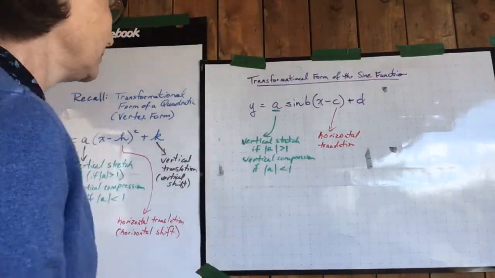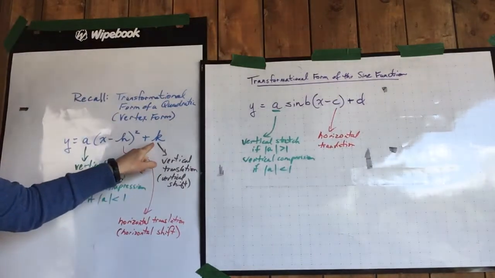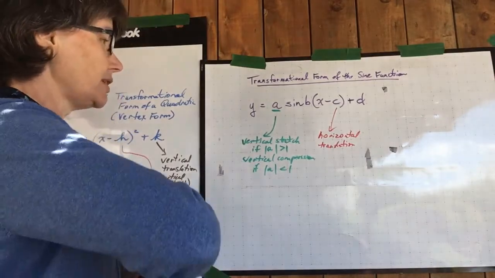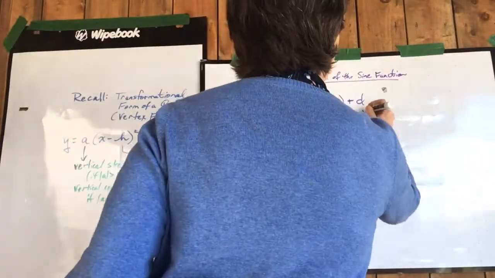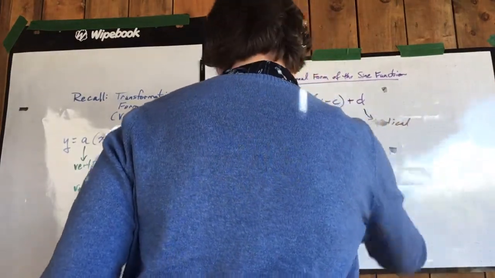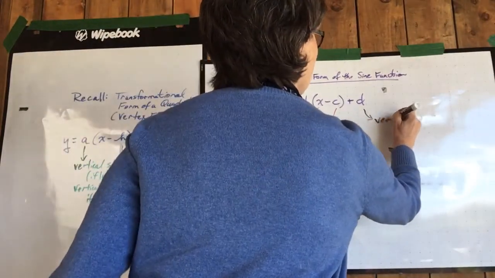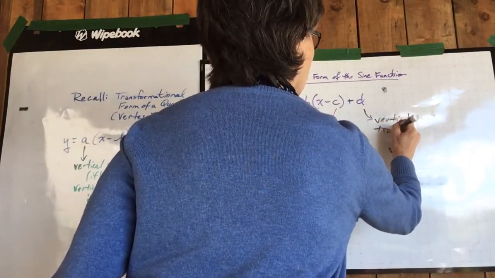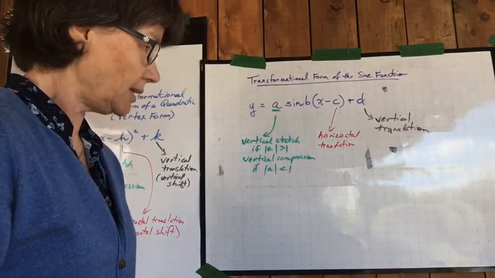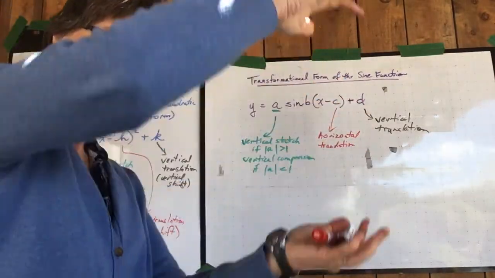And d is plus d out here by itself after the bracket. Back here also, plus k out there by itself after the bracket was the vertical shift, vertical translation. d is the same thing over here. So that's the vertical translation or vertical shift, and that'll be d units up or down. So taking that wave and just moving it up or down. Everything goes up or down.